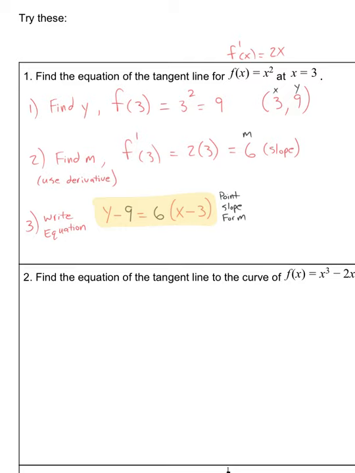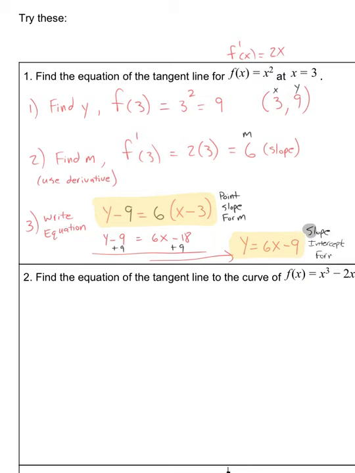Now, in order to check our work, we need to graph it, so we need slope-intercept form. So let's simplify this and put it in slope-intercept form. The y minus 9 comes down. We distribute the 6, and we get 6x minus 18. And then we simply add 9 to both sides. In slope-intercept form, my tangent line equation is y equals 6x minus 9. And that is slope-intercept form. And you can use either one of those, whichever one you like.